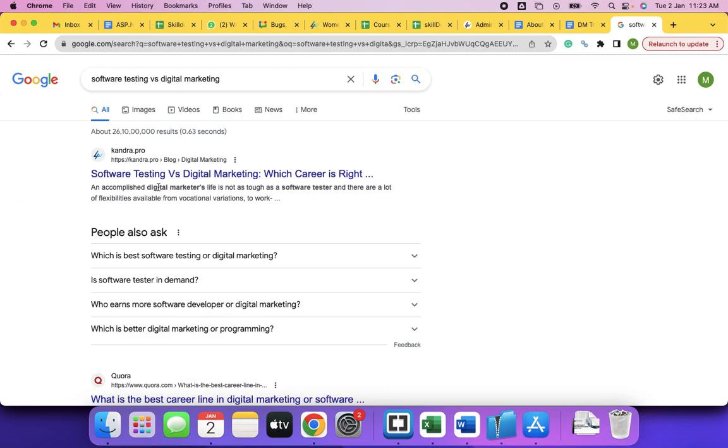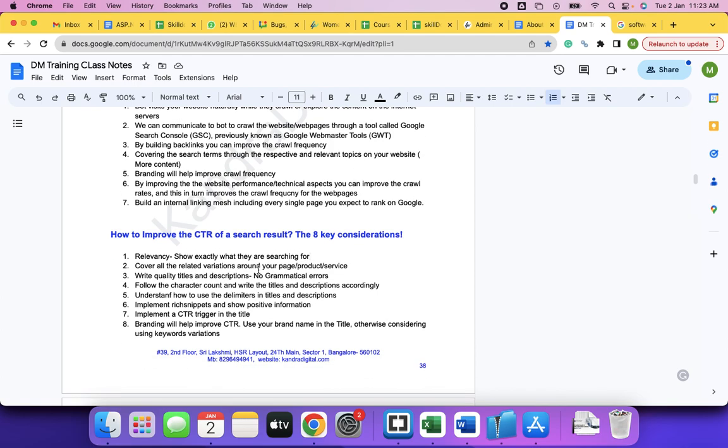So now if you are using only this term, how do you grab the attention of people using difference, compare, or which, these kinds of terms? So try to cover as many variations as possible. See, it's been used, which career is right? So cover all the related variations. People might search buy mango online, order mango, mango shopping. So people would search digital marketing institute, digital marketing training, digital marketing course.